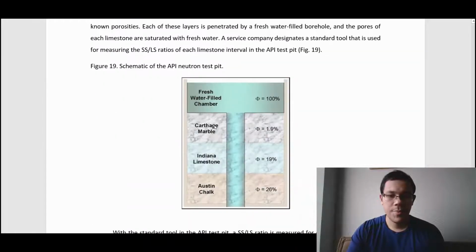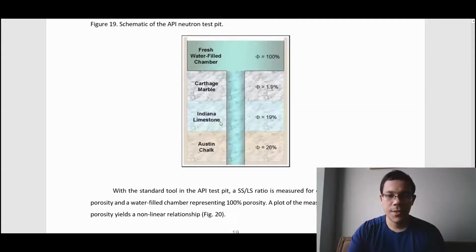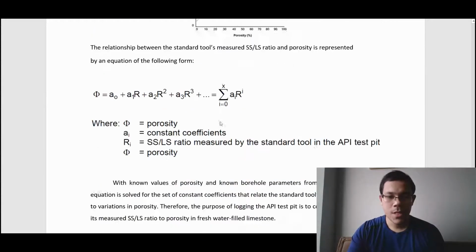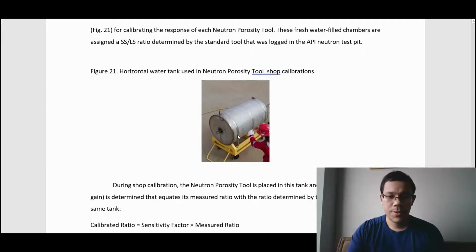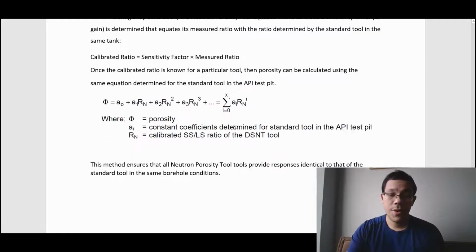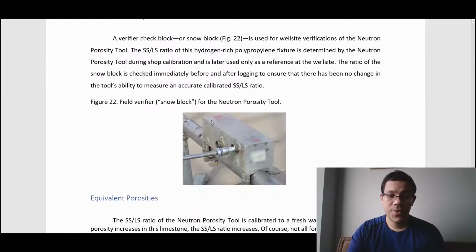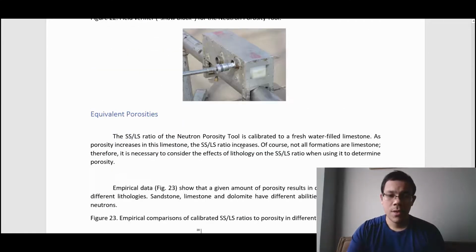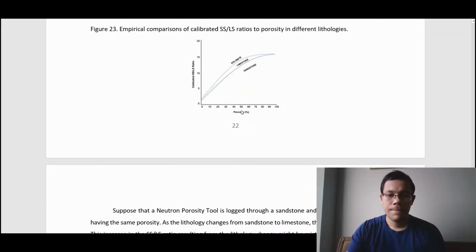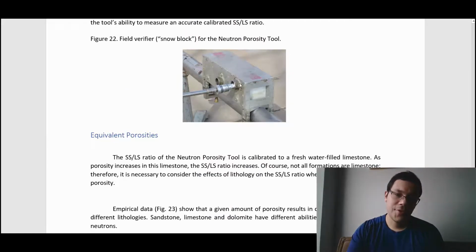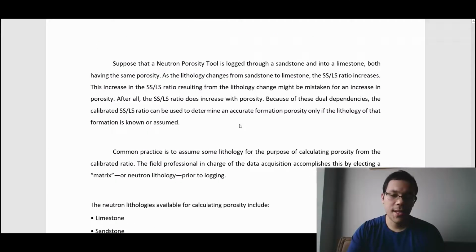Standardization of units, the API, this is related to the way it is calibrated. On the top, the tool is placed within a water tank. If you're in the field, you will not see it. But in the field, you should see the field verification, which is performed with some sort of block of known porosity. You should see the field engineer doing this.